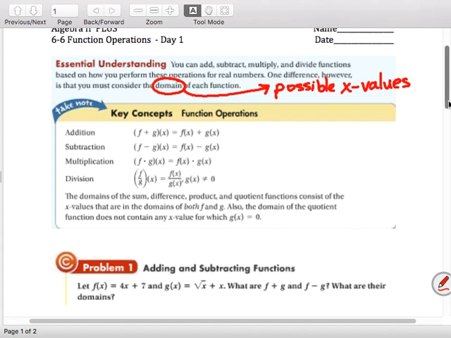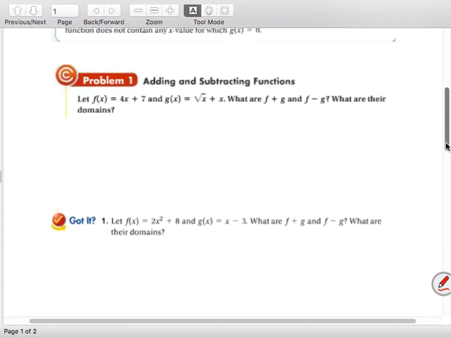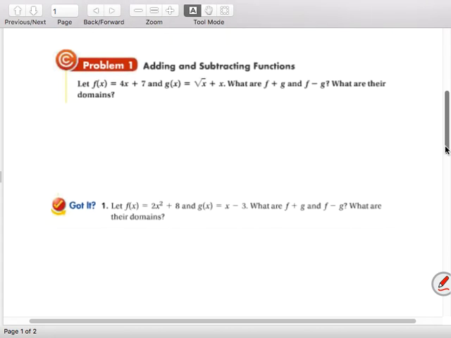All right, so let's jump down to problem 1. It says, let f of x equal 4x plus 7, g of x is the square root of x plus x. What are f plus g and f minus g? And then state the domains. All right, let's do the first one. If I want to do f plus g, another way to say f plus g is f of x plus g of x.